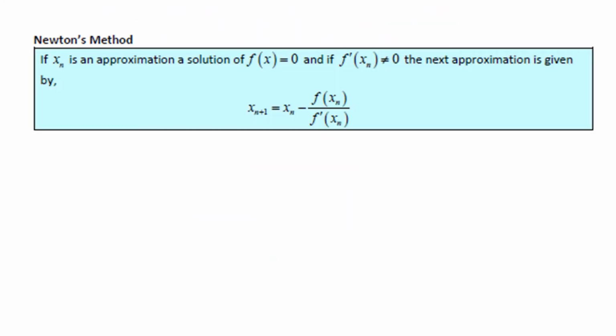This gives rise to what is known as Newton's method. And so it is a recursive algorithm. That means if you know x0, you can use this to find x1. If you know x1, you can use this to find x2, and so on and so forth. So if xn is an approximate solution to f of x equal to 0, then the next approximation is always given by this recursion formula. So that's something you want to commit to memory, because you will be using that in what follows.